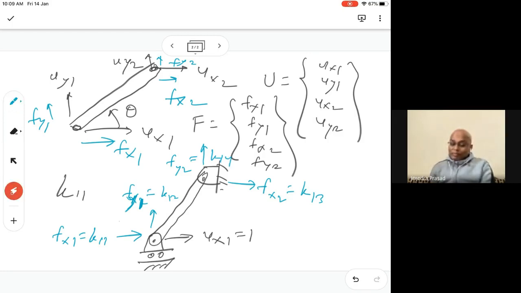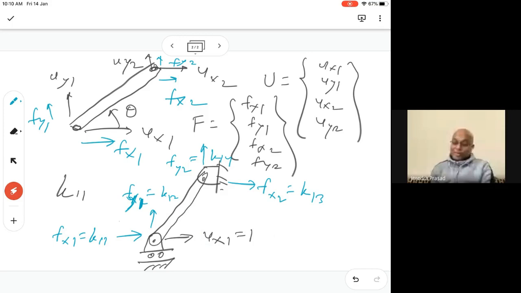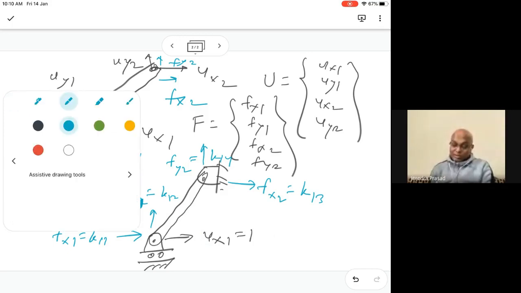So what we are doing: both degrees of freedom are fixed here, and the vertical degree of freedom is fixed here because of the roller. Only in the horizontal direction you are applying a unit displacement, then measuring all the forces. Those forces will give you the components of the stiffness matrix. And what will be those values? Okay, now let's find out.